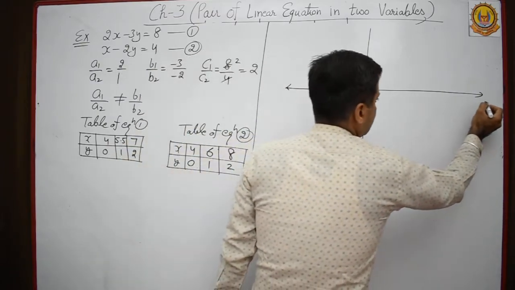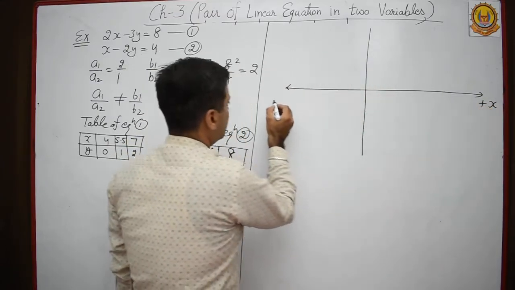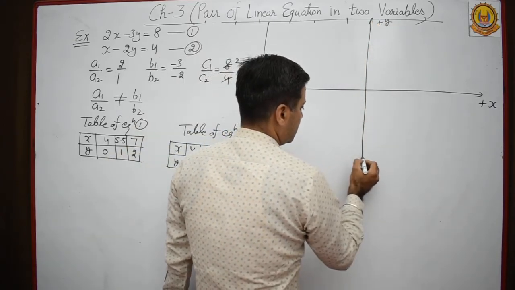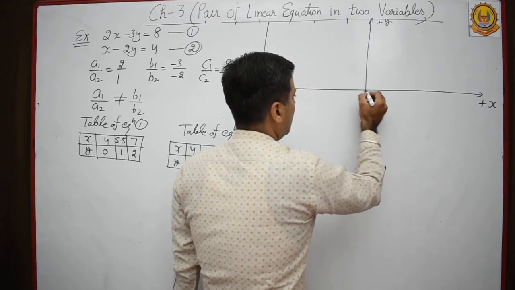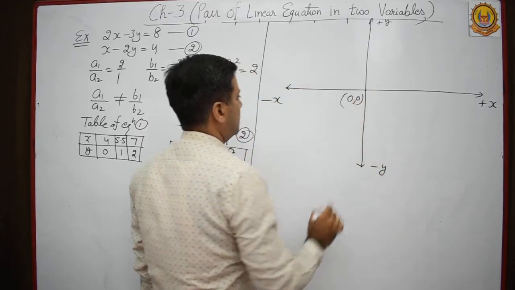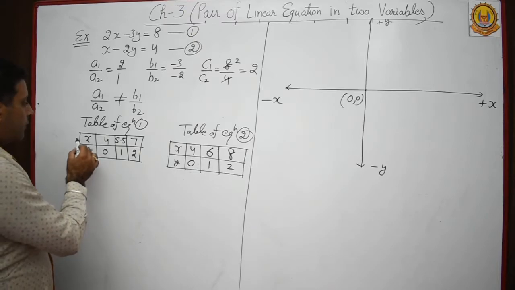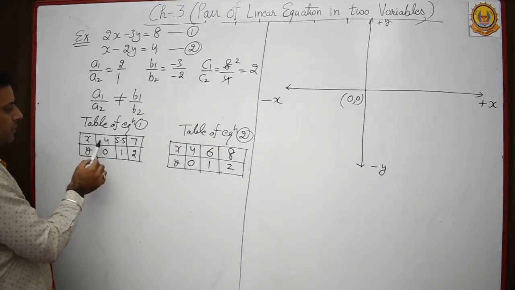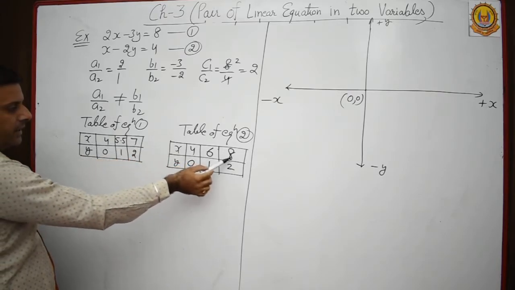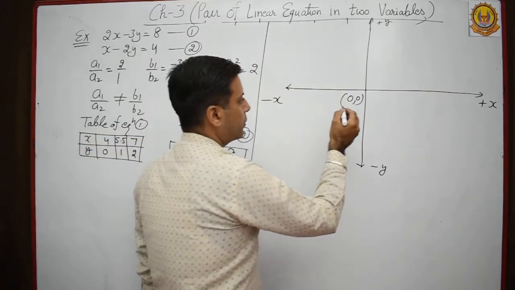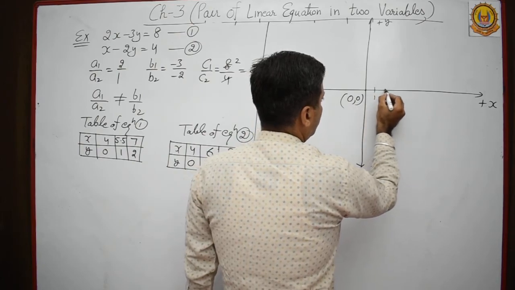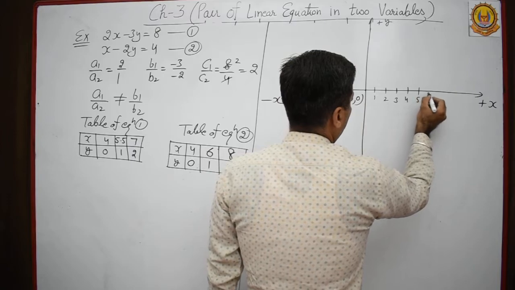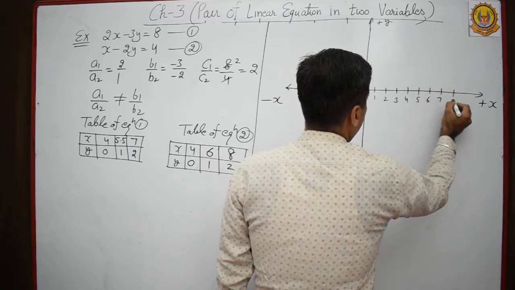So this is the x-axis: plus x, this is minus x, this is plus y, and this is minus y. This is called the origin. Firstly, look at the value of x. All the values are positive, so I will take the scale on the positive axis. The maximum value of x is 8, so here I am going to take up to 8: 1, 2, 3, 4, 5, 6, 7 and 8.